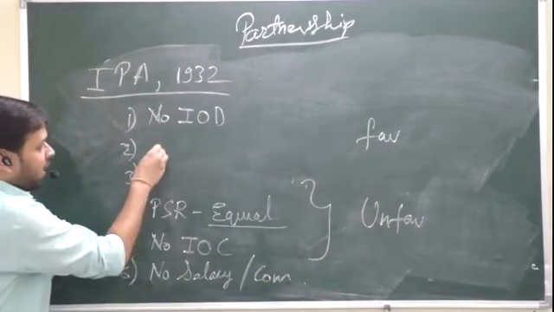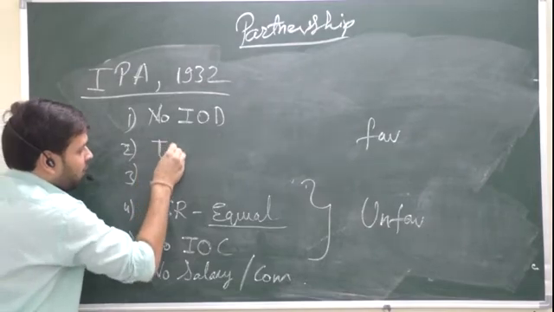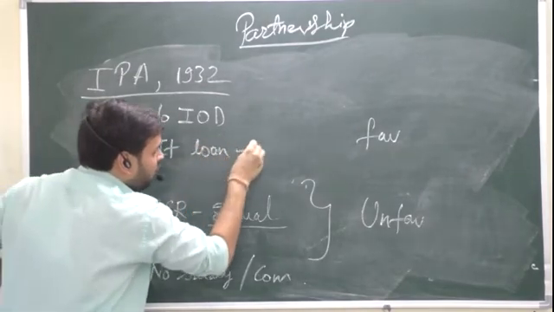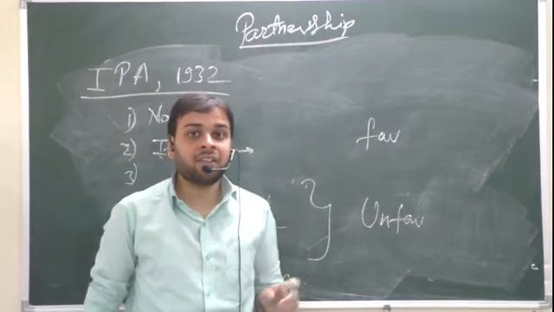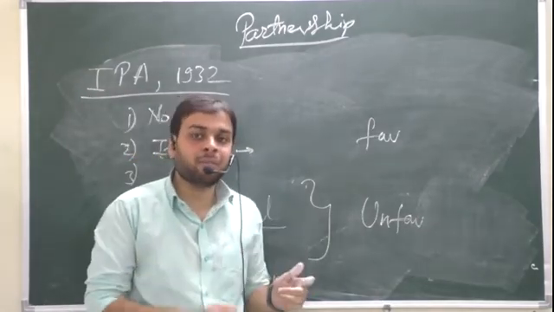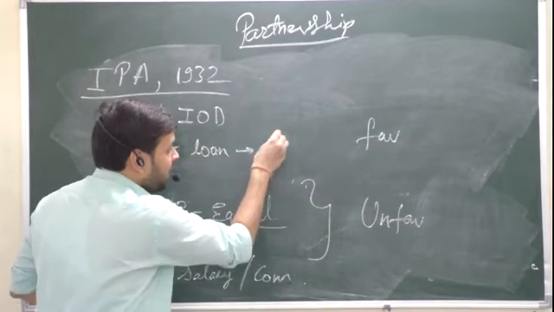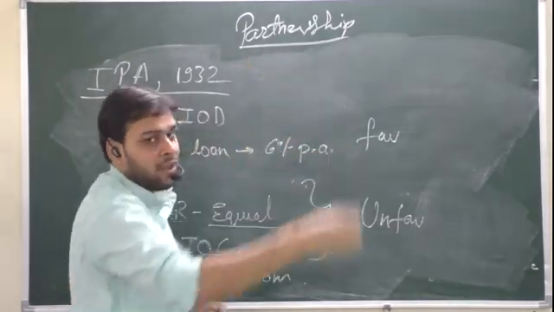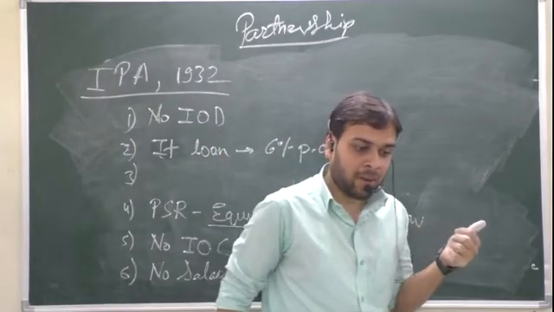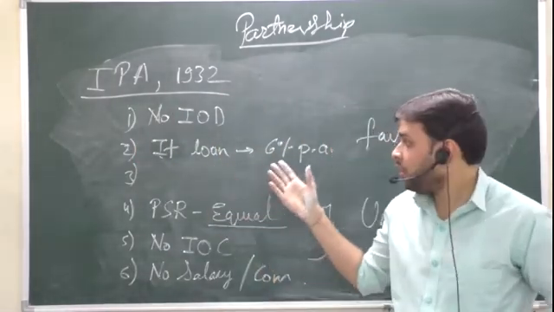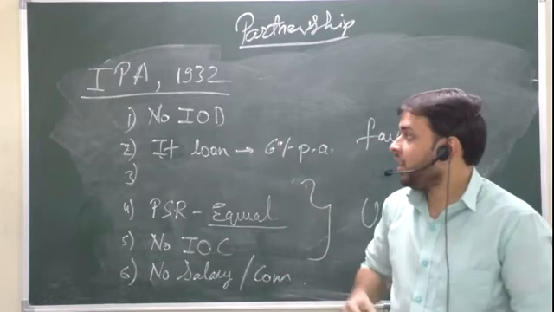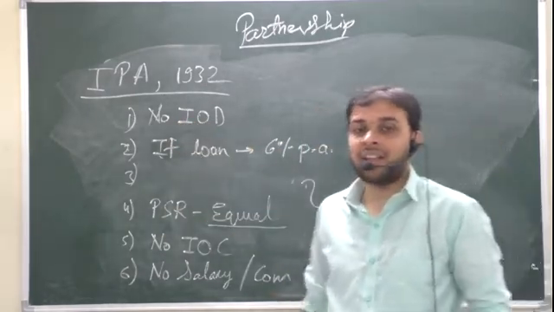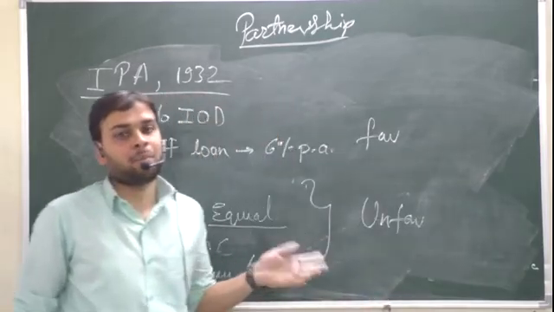Second, in case of loan, if a partner has granted a loan, he will get interest at the rate of 6% per annum. How much interest? 6% per annum. As no interest on capital is there, no interest on drawings is there. But in case of loan, he will get interest at the rate of 6% per annum.